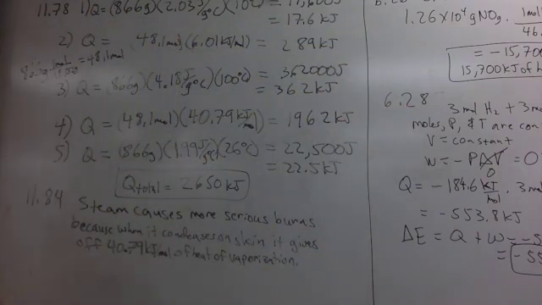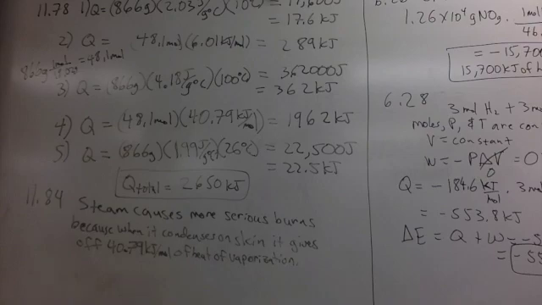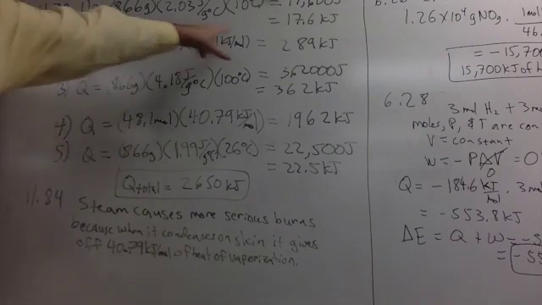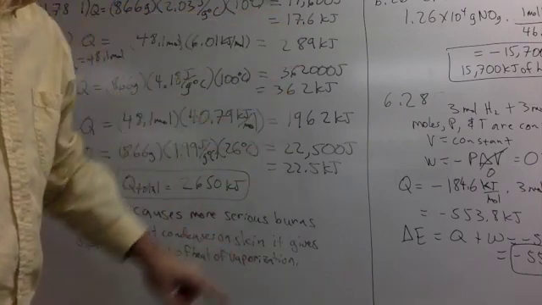The first problem is a 5-step process, heating ice below 0 Celsius all the way to steam above 100 Celsius. It's Q equals mc delta T in the first step for 10 degrees Celsius, and that gets us 17.6 kilojoules.